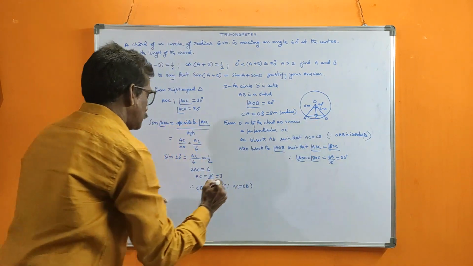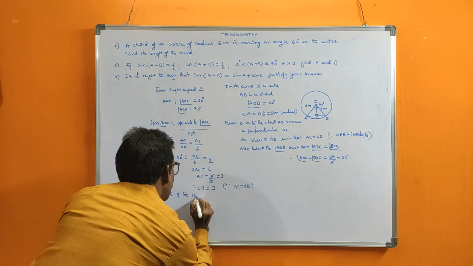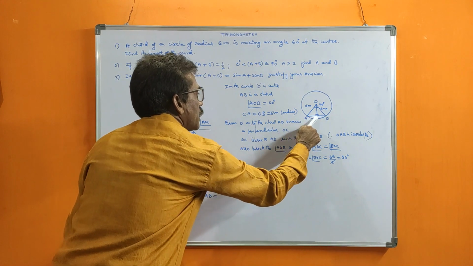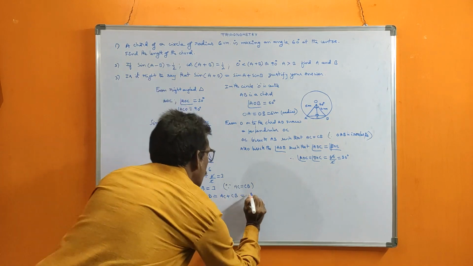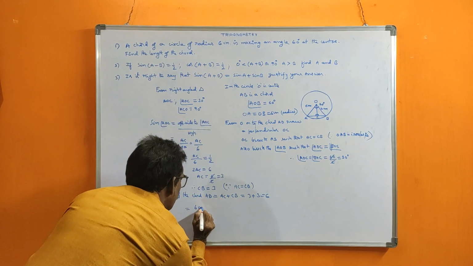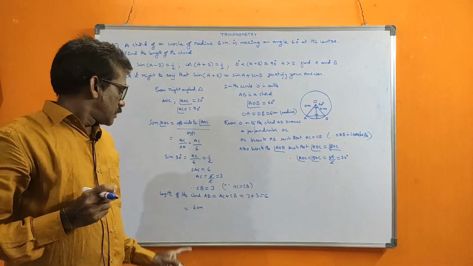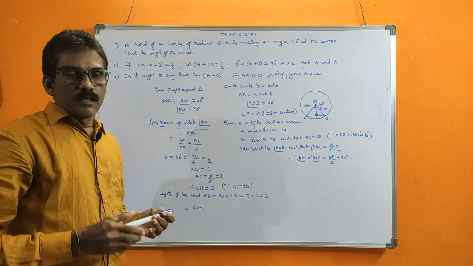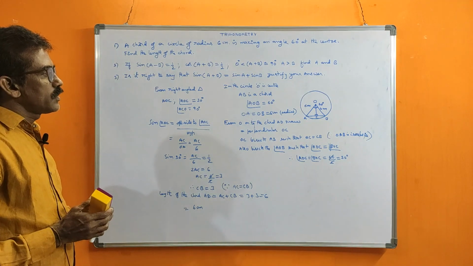But what is the chord? The length of the chord AB is equal to AC plus CB. AC value is 3, CB value is 3, so 3 plus 3 is 6, equal to 6 centimeters. See what he asked: the length of the chord is 6 centimeters. Like that we will solve this one.